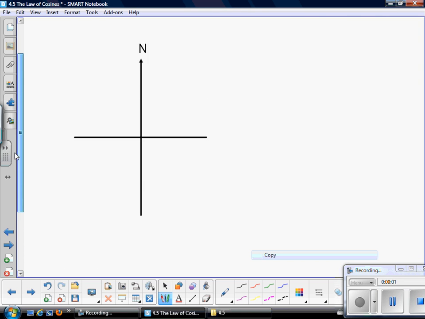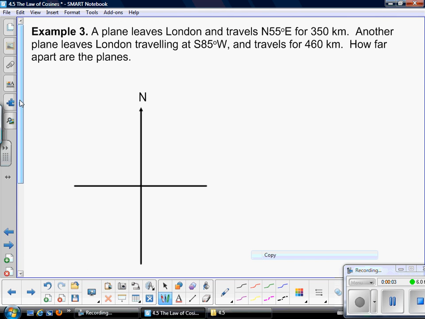Okay, back to our last example with the cosine law. Now pay really close attention to this question, because I, as a student, always found these questions difficult. So hopefully I'll be able to help you a little bit.